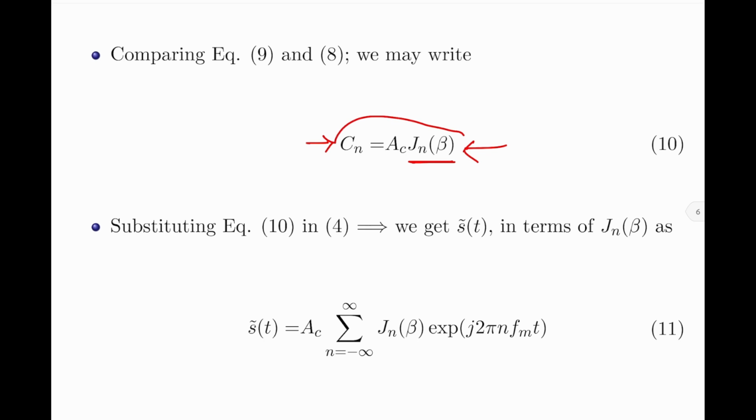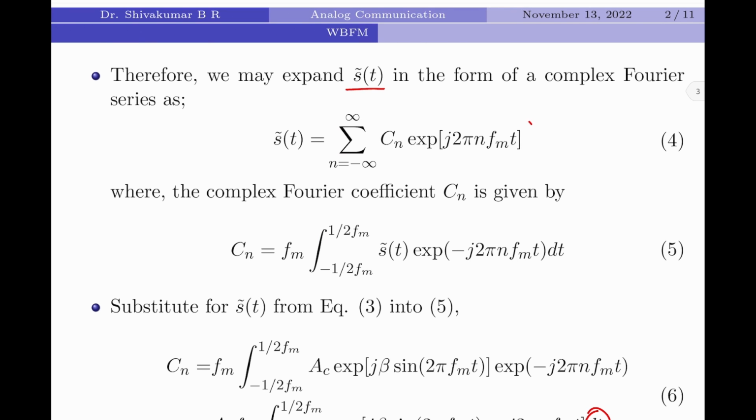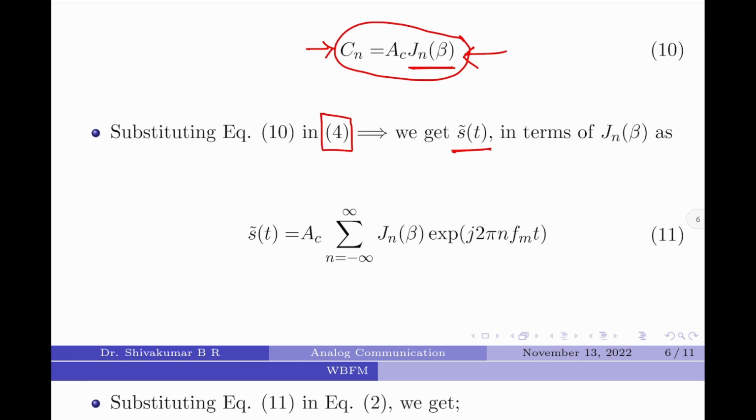Having now found the value of the Fourier coefficient, let us now substitute this back into the equation for S tilde of t, which is defined in equation 4. Please note, I am talking about this equation, which is for the complex envelope of the FM signal S of t. Therefore, we will get an answer as S tilde of t equals AC summation Jn of beta exponential of plus j 2 pi n fmt. This is for the complex envelope of the frequency modulated signal.